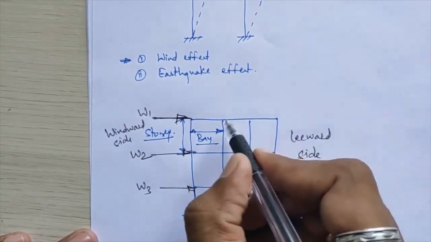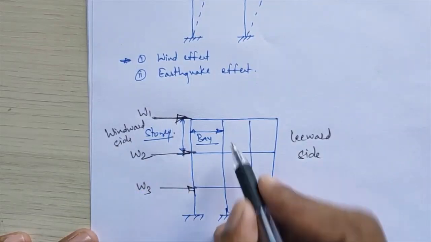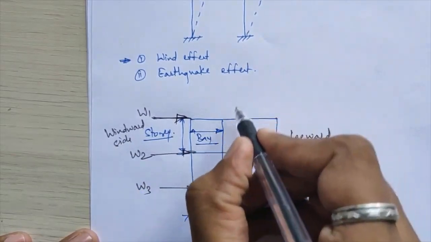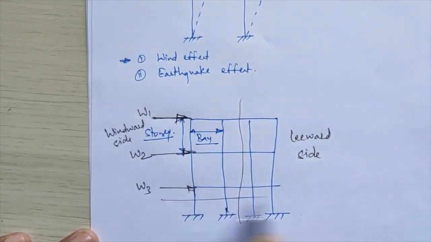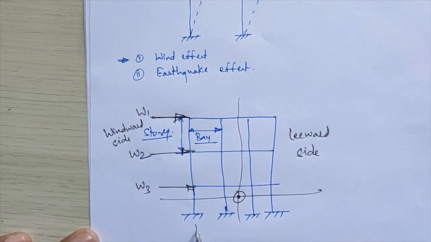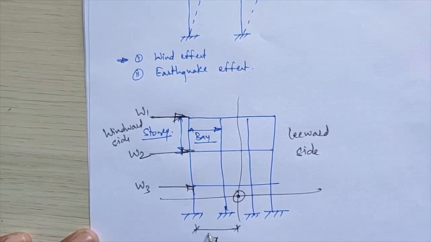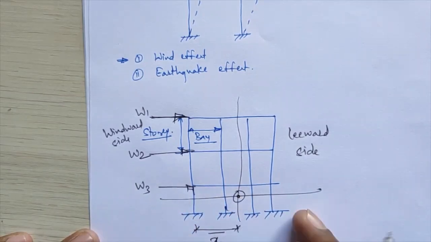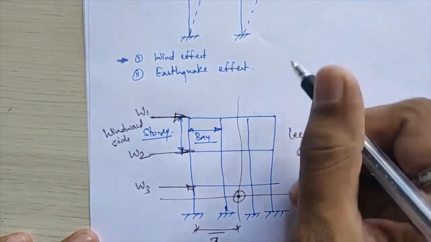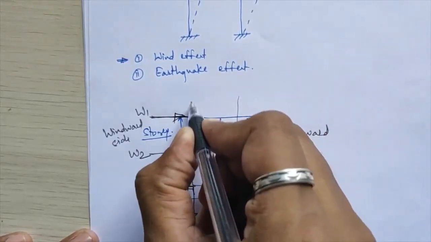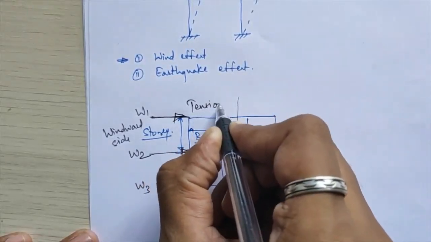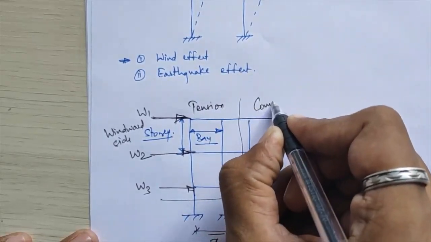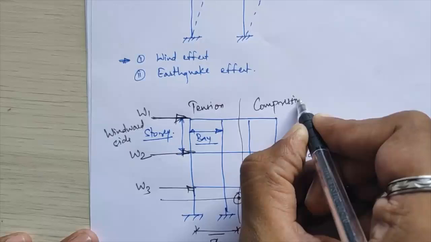Depending on the direction of these loads, consider the CG of this complete frame. Suppose its CG is acting at a distance x bar from the extreme left end. Depending on this CG, the columns towards the left of the CG and the columns towards the right of the CG are subjected to tension and compression. So these columns will be subjected to tensile loads and these columns will be subjected to compressive loads.